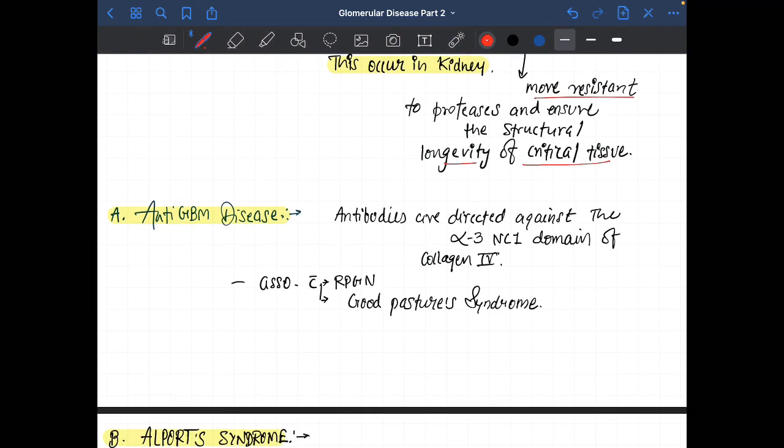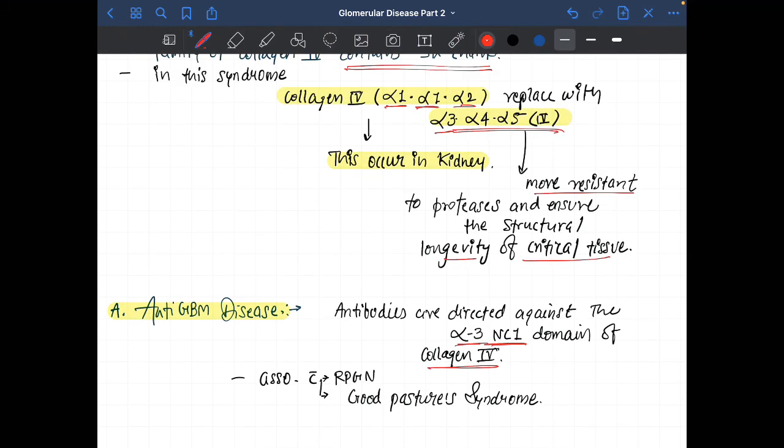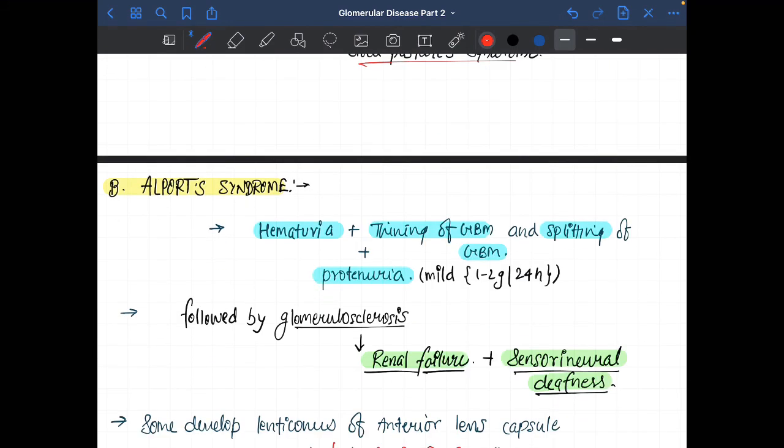Now, in basement membrane disease, the first one is anti-GBM disease. There are antibodies directed against the alpha 3 NC1 domain of collagen 4. Take note, alpha 3 domain. So if collagen 4 is replaced with alpha 3, there will be antibodies against the alpha 3 domain, called anti-GBM disease, associated with RPGN and Goodpasture syndrome. Second one is Alport disease.